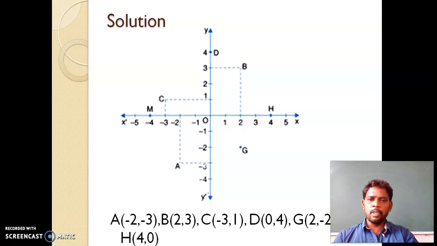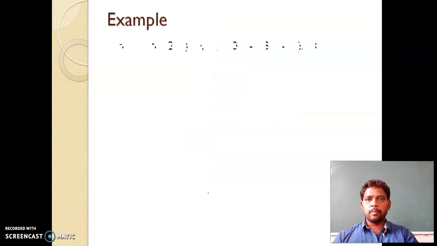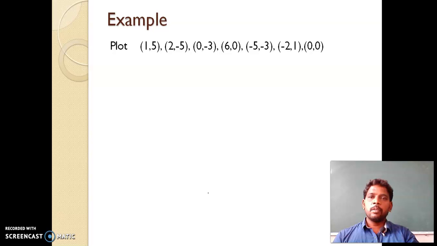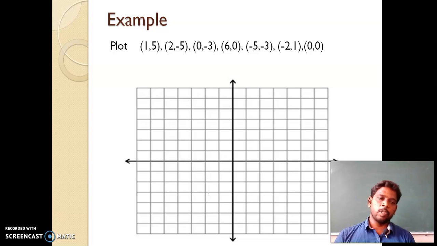So that is a solution, that is a equal to minus 2 comma minus 3, 2 comma 3. So we have seen the last slide itself. Look at the next example. Plot 1 comma 5, 2 comma minus 5, 0 comma minus 3, 6 comma 0, minus 5 comma minus 3, 0 comma 0 in the coordinate plane. Okay, so we are going to plot these points in the coordinate plane.